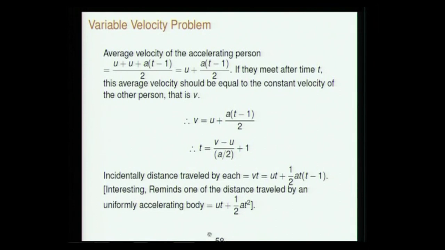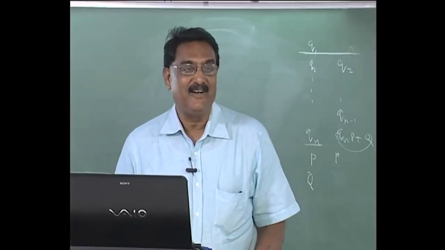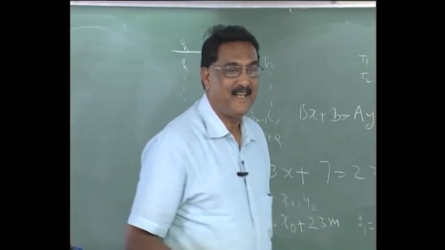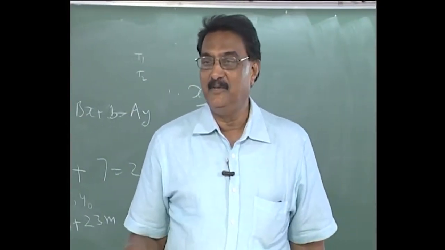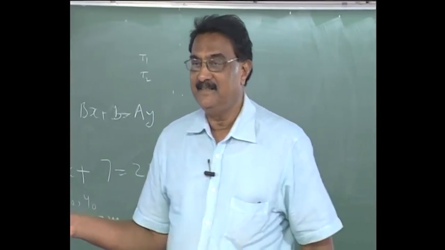Incidentally, the distance travelled by each is v into t. So v into t is equal to u t plus half a into t minus 1, the distance. I am sure it reminds you of the formula for constant acceleration. In school what you learn is that the distance travelled is u t plus half a t squared. That is essentially given here.